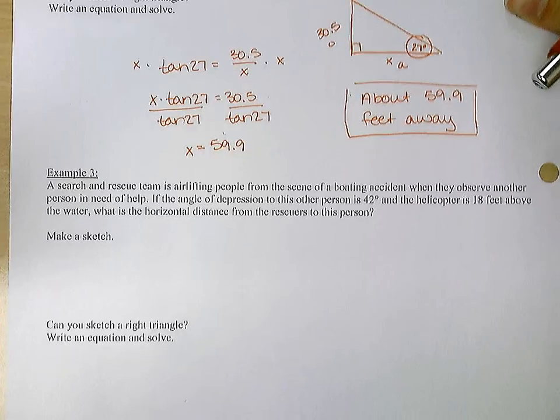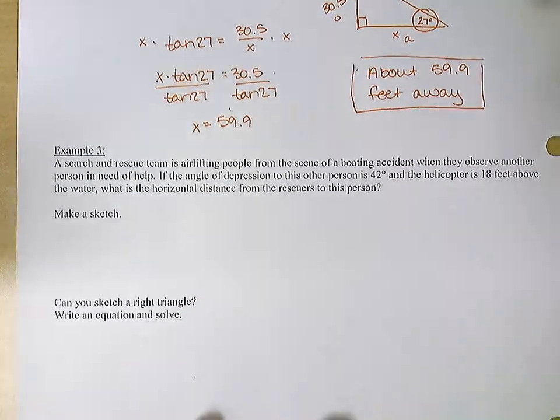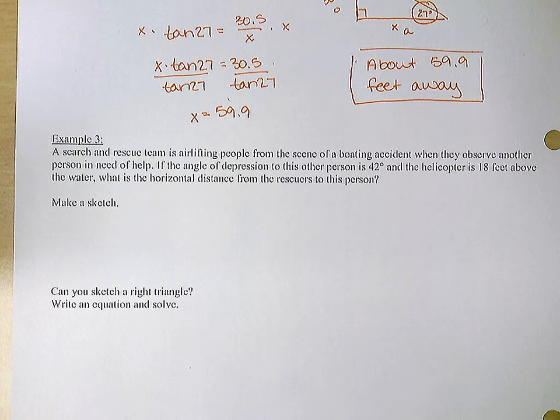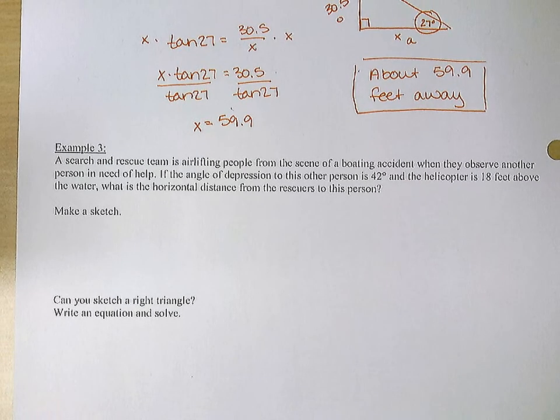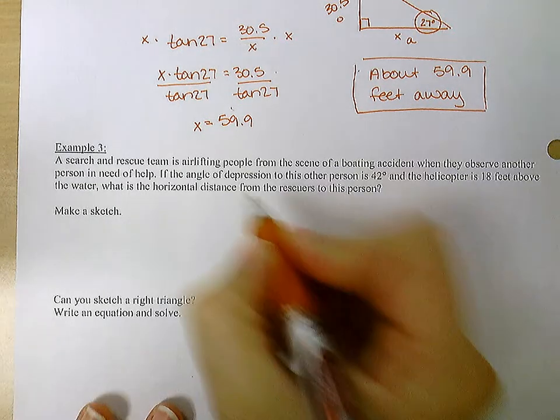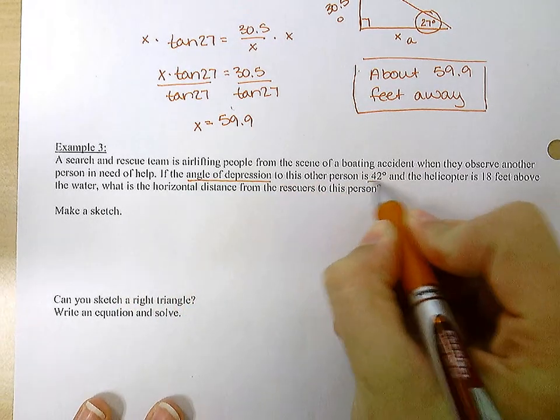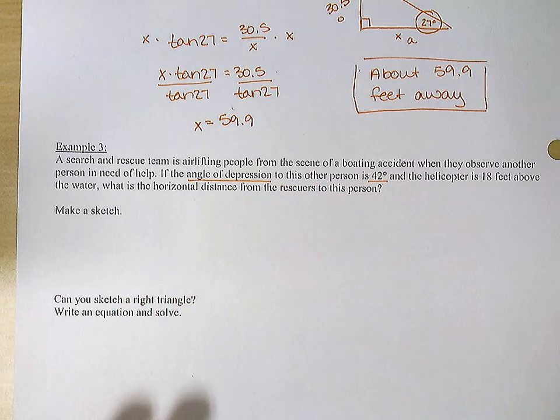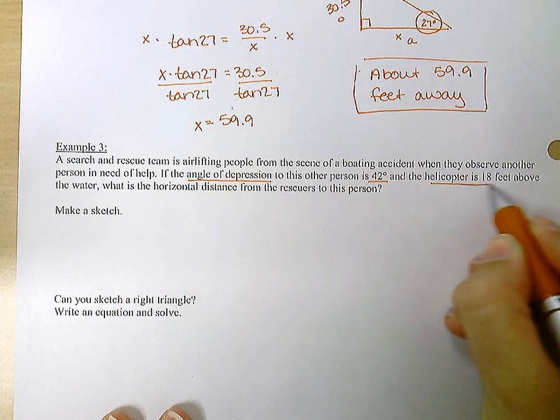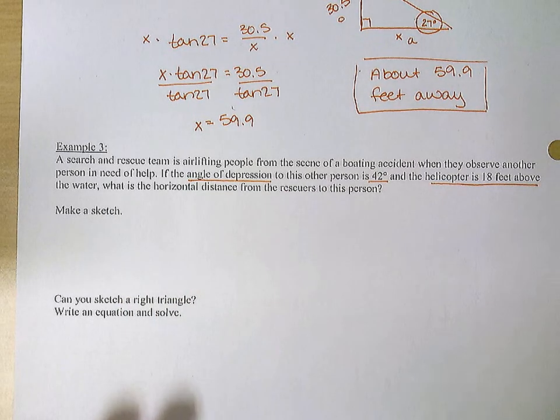All right, then our last example here, example 3. Those first two problems had to do with an angle of elevation. This one will have to do with an angle of depression. A search and rescue team is airlifting people from the scene of a boating accident when they observe another person in need of help. If the angle of depression to this other person is 42 degrees, and the helicopter is 18 feet above the water, we want to find the horizontal distance from the rescuers to this person.